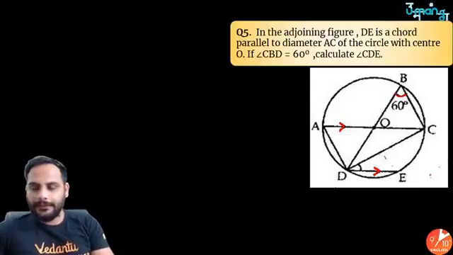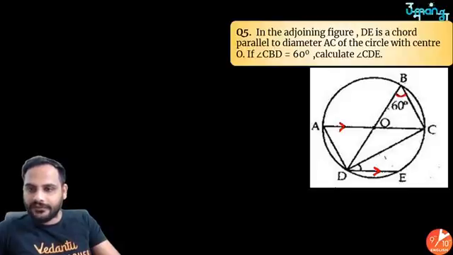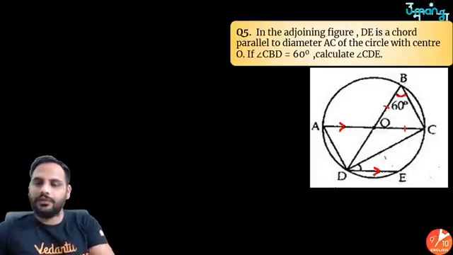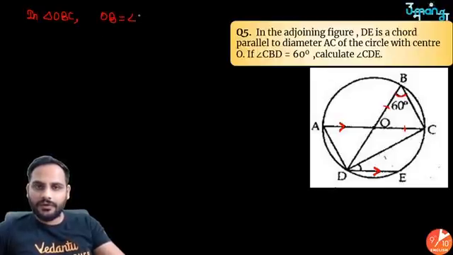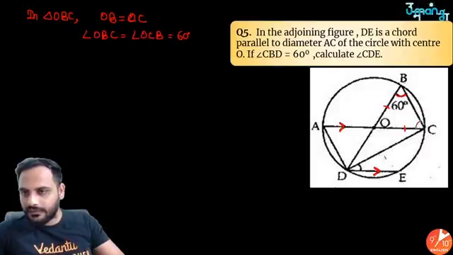What I can say is, if this angle is 60 degrees, I know OB and OC are equal to each other. So in triangle OBC, OB is equal to OC, so angle OBC is equal to angle OCB. Both are equal to 60 degrees. So this is also 60 degrees.